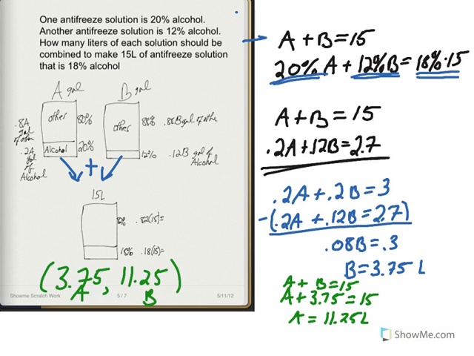When we change those percentages to decimals, we have 0.2A plus 0.12B equals 2.7. Solving that system of equations, we get A is 3.75 liters and B is 11.25 liters. Please pause the video, check your answer, and copy this into your notes.